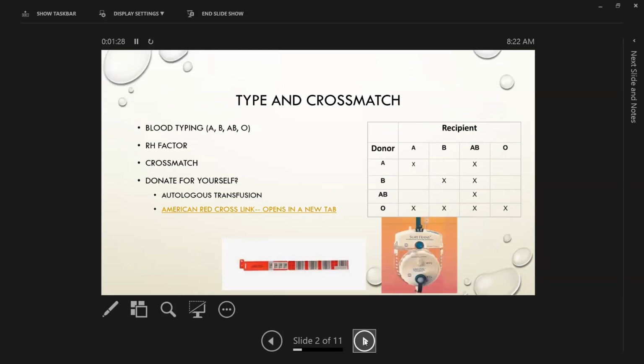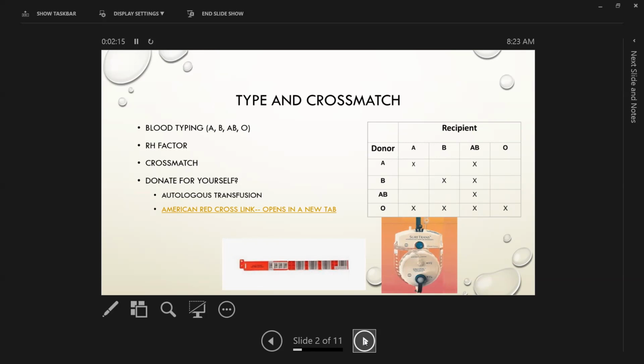First of all, type and cross match. Before a person can receive blood, they must be typed and the blood must be cross matched. Blood typing includes identifying the A, B, or O antigen, and also D antigens, which is our RH factor. The ABO typing identifies the antigen that is on the person's red blood cell membranes. The body then creates circulating antibodies to other blood types that are in our blood. So if you are type O blood, then you have O antigens on your red blood cell membranes, and we have circulating antibodies to type A, B, and AB.